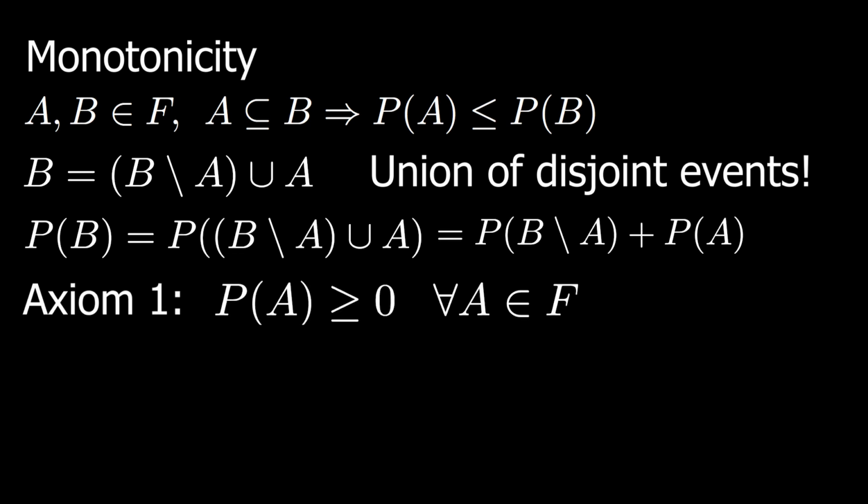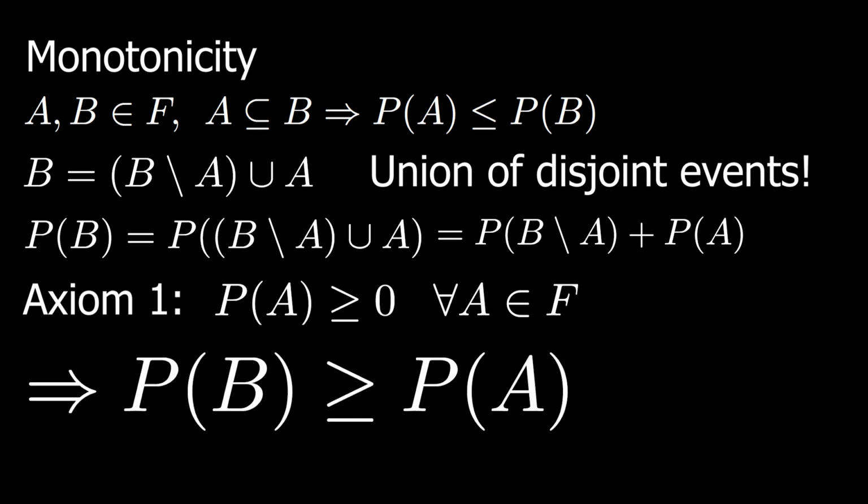Now we use the first axiom. Since P of A plus some non-negative number becomes P of B, and P of A and P of B are also non-negative numbers, P of A cannot be greater than P of B, which is what we were intending to prove. Please feel free to pause and convince yourself of every step of the proofs I show.